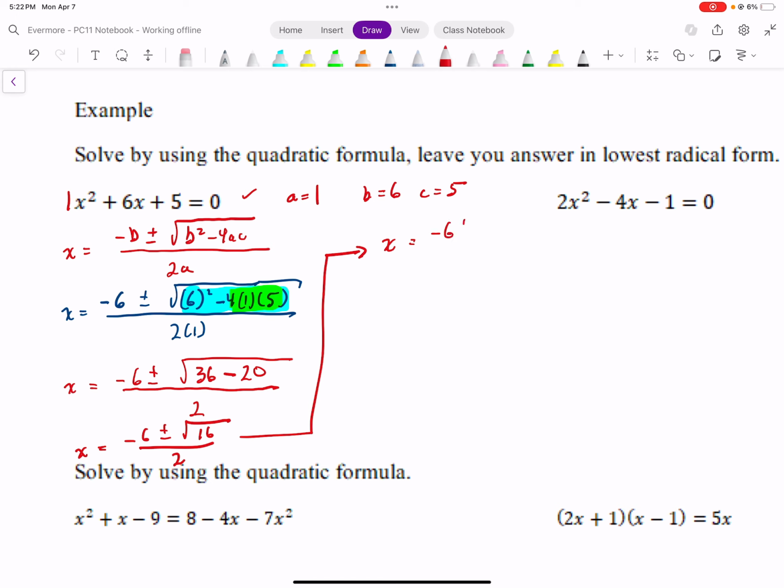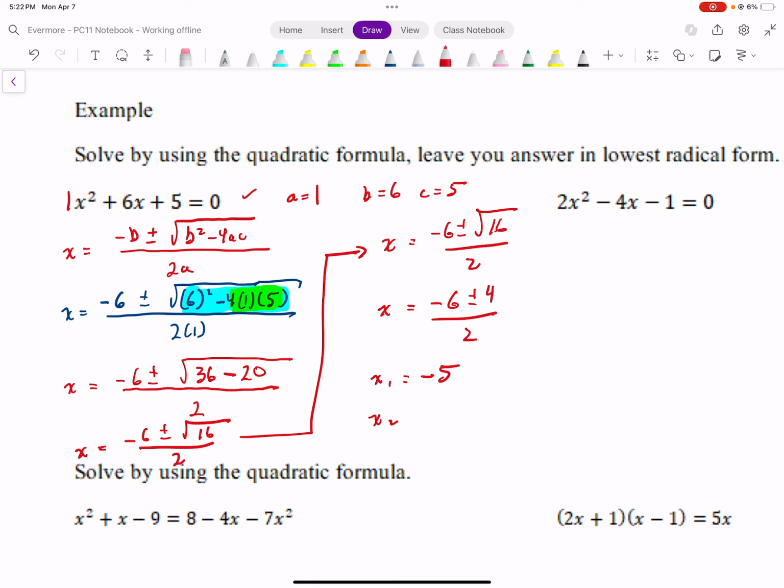I'm going to carry out my work here. x is equal to negative 6 plus or minus the square root of 16 divided by 2. So x is equal to negative 6 plus or minus 4 divided by 2. So we have this very nice expression that we're able to pick out our solutions from now. So my x1, my first solution, is negative 6 minus 4 divided by 2. Negative 6 minus 4 is negative 10 divided by 2. So the first solution is negative 5.